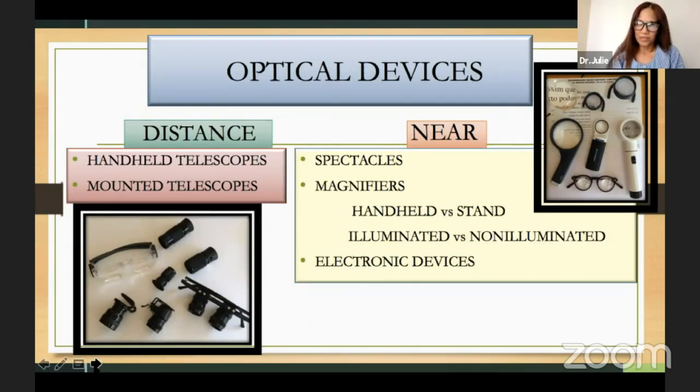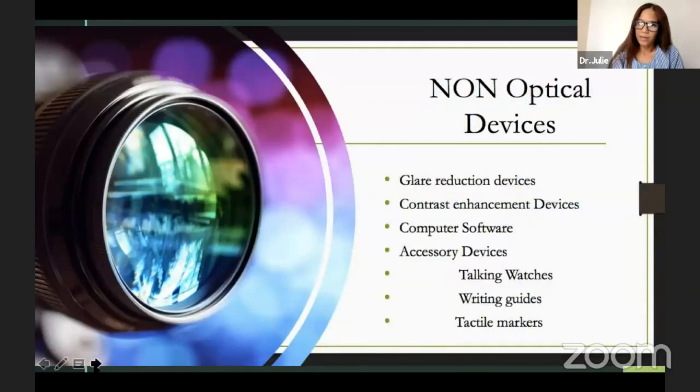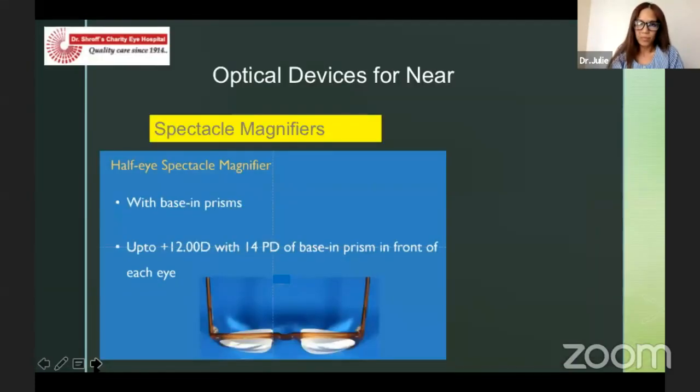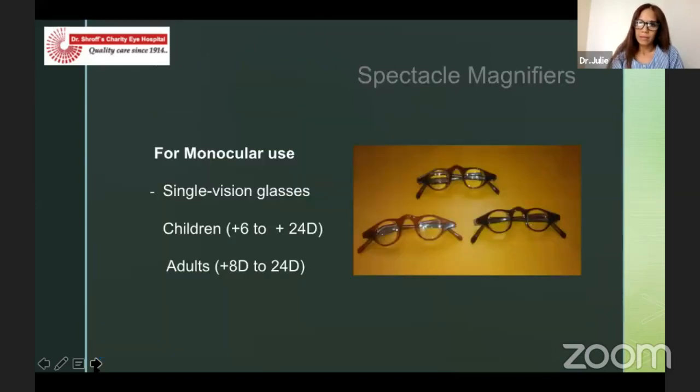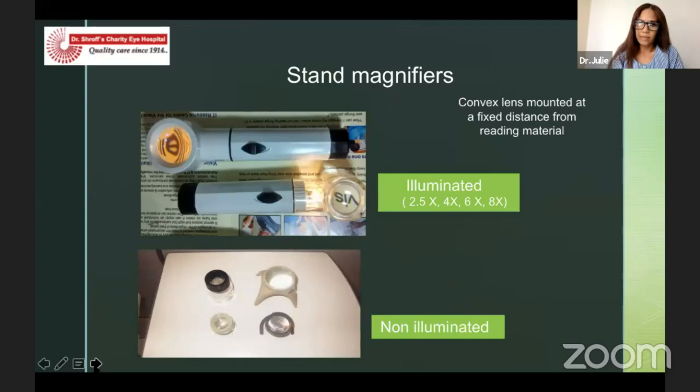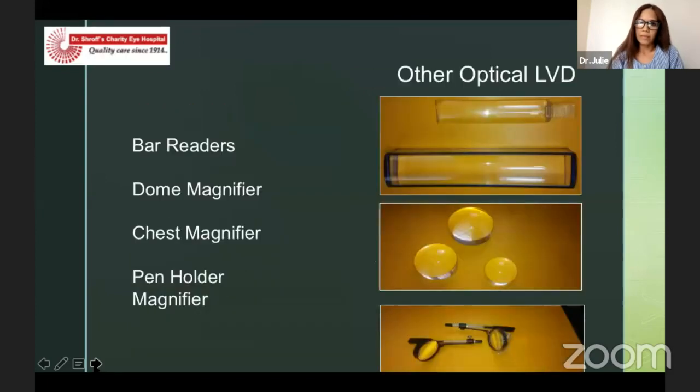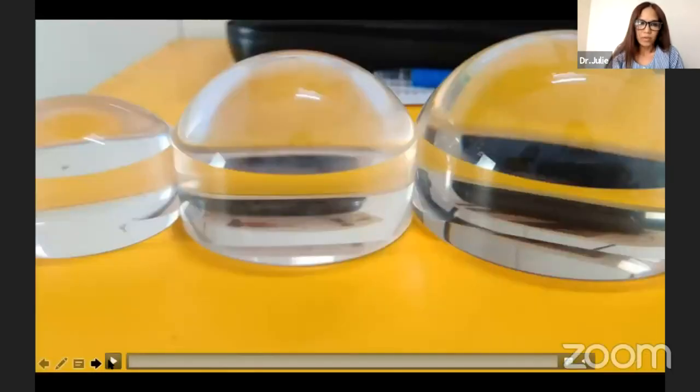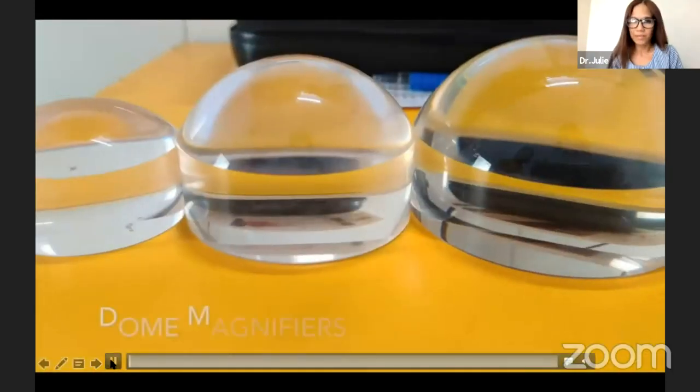I made two small videos, which I would like to share. There are a lot of non-optical devices also. Spectacle magnifiers are commonly prescribed with base-in prisms, and the magnifiers can be handheld also. You can give illuminated and non-illuminated ones. They're like stand magnifiers. And the other optical LVDs are like the bar reader, dome magnifier, chest magnifier, and pinhole magnifier. So I'll just play the video.